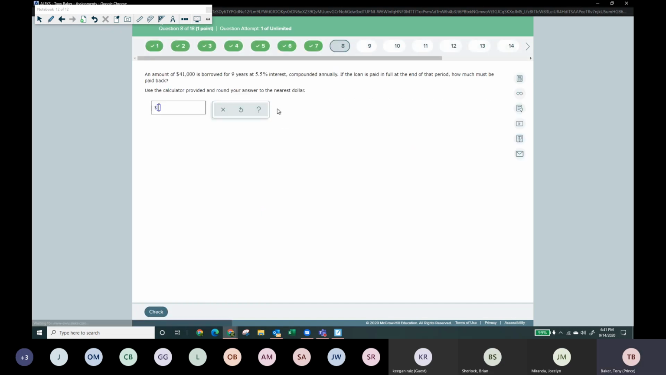All right, next one. This is the same thing. The only difference is they don't give you the equation, so you have to write the equation. The function for compound interest is A equals P, 1 plus r over n, to the nt. So P is your principal.